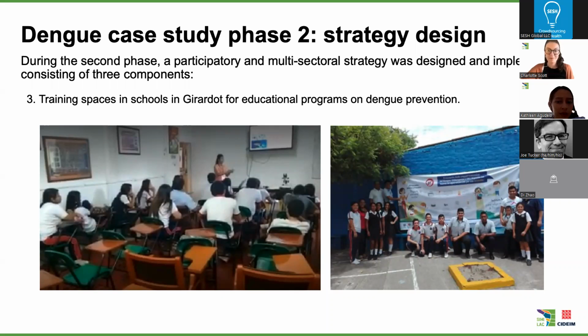Another fundamental aspect for the strategy that is important to highlight is, as we mentioned, the participatory component, because it also helps to build that trust and contribute to the acceptance by the community to respond to or accept this strategy.